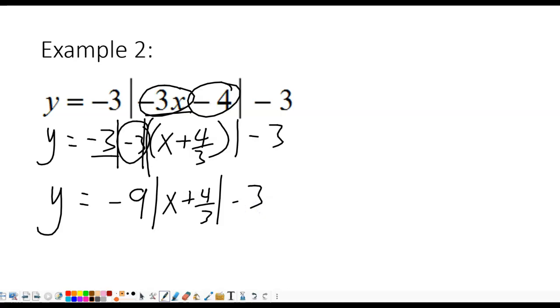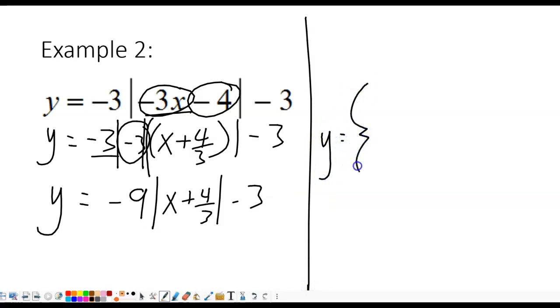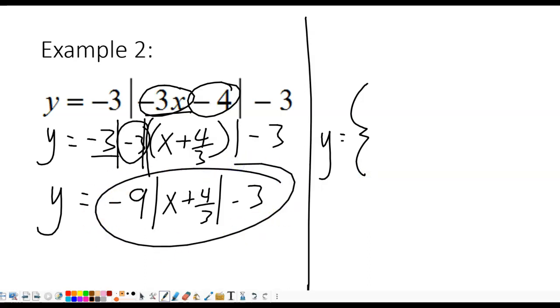After you've got that done, you're ready to rewrite this as a piecewise function. Because after you've done that, there's really no difference anymore. It's literally the same thing. So the top is going to be this same expression, but instead of absolute value bars, it's going to have parentheses, and it will have an opposite sign from the front. So it's going to be positive 9, parentheses, x plus 4/3 minus 3. And then the bottom one is going to be the same sign as it originally was, a negative 9.